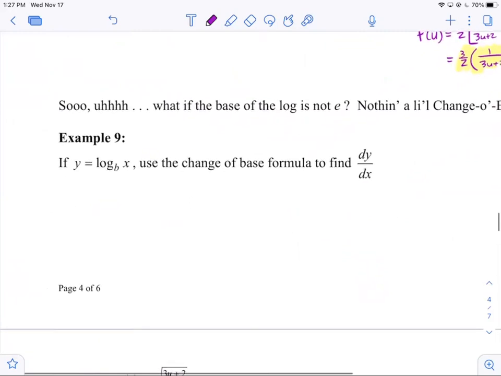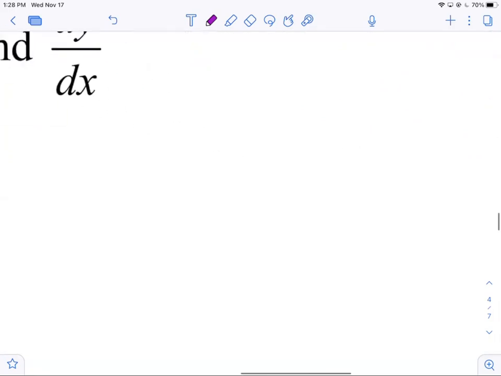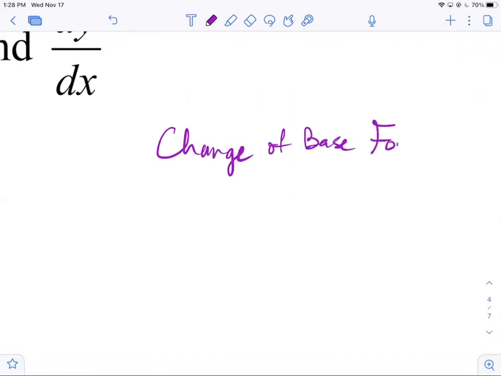Now, question. Are we always going to see logs that are natural base E, natural logs? No, the common log is actually more common. So how do we take the derivative if it's not base E? Well, I'm going to show you how. This is called the change of base formula. You've seen it before. It allows you to change from one base to another base.